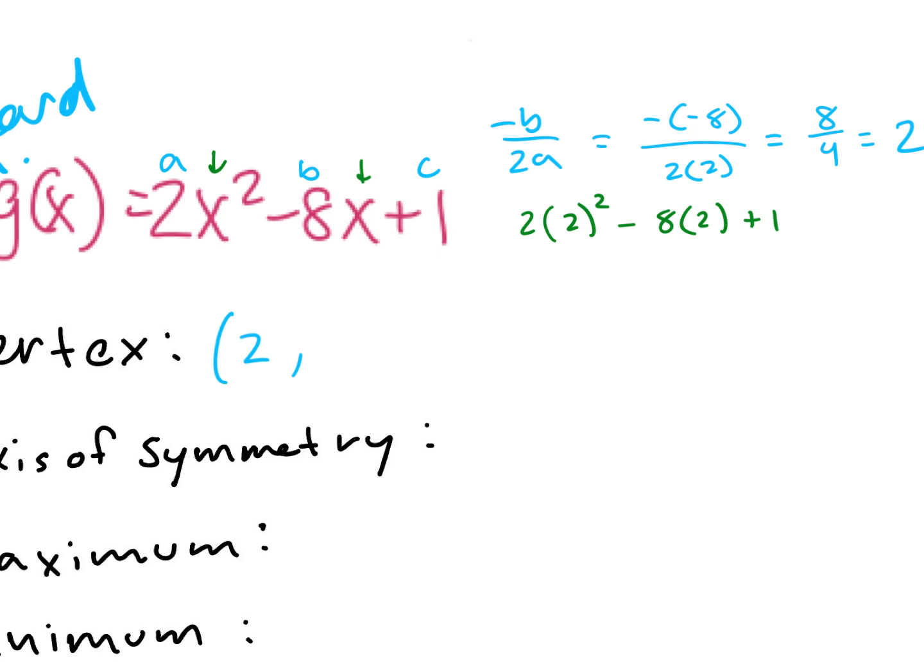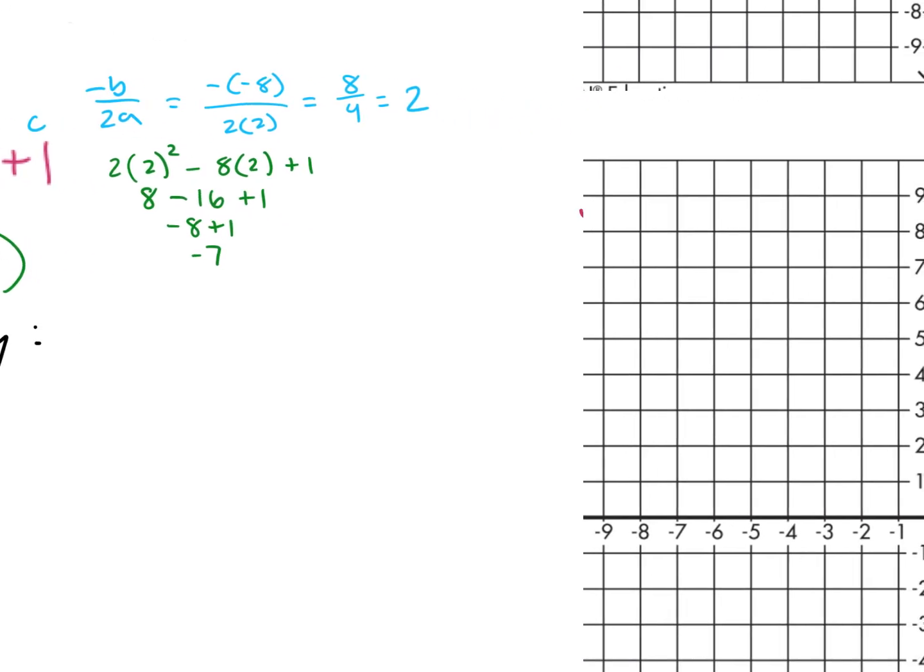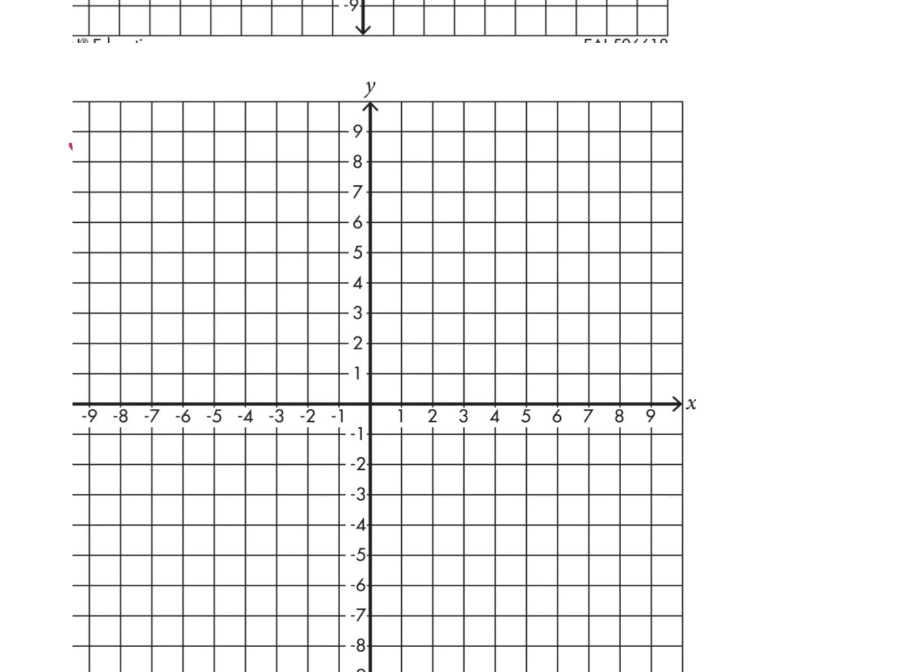2 squared is 4, and 4 times 2? 8. And then 8 times 2? 16. So we have 8 minus 16 plus 1. What's 8 minus 16? -8 and -8 plus 1? -7. So what is -7? The y, the second number in my vertex. Let's go ahead and graph our vertex. So we're going to go to the right 2 and down 7.